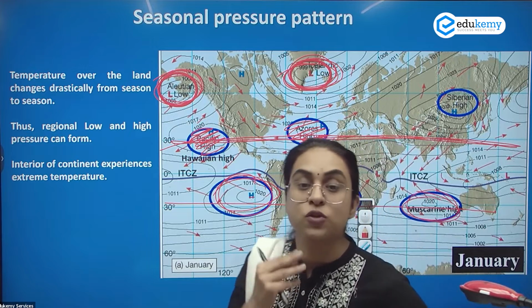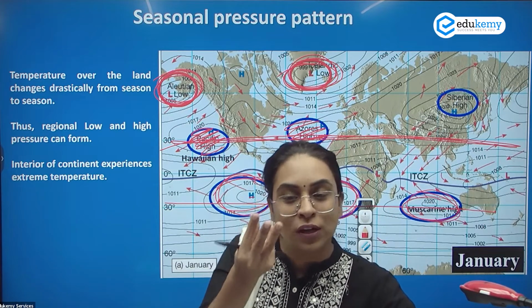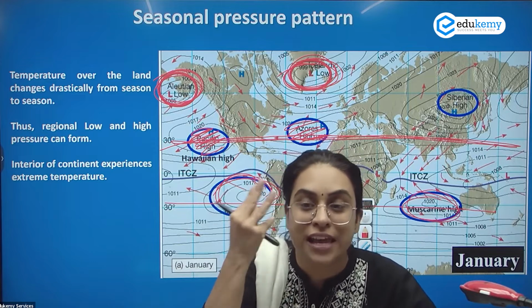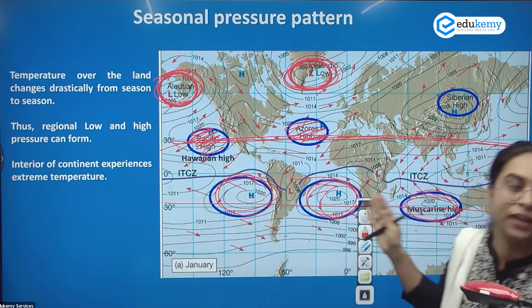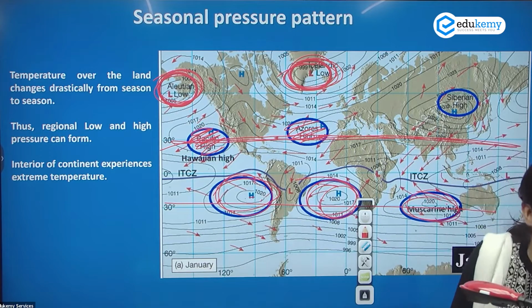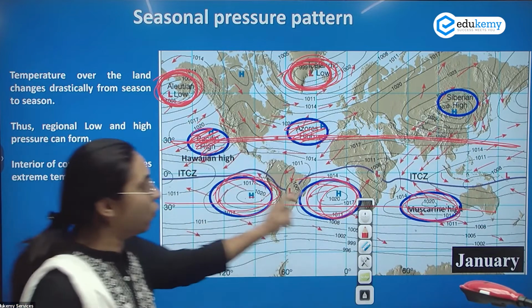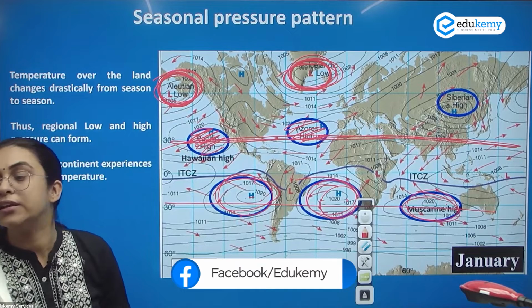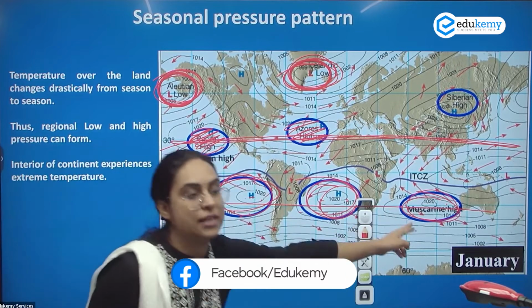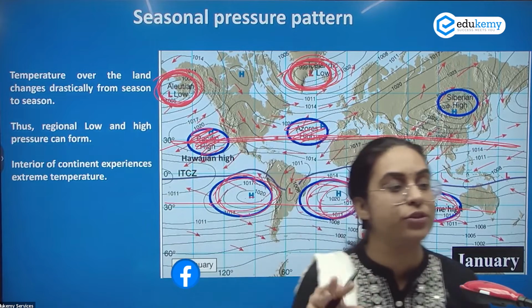At the oceans. Why? Because the ocean does not get heated very fast. The ocean does not get cooled very fast. So whatever cell is there will always be there. That is the nature of the ocean. So if there is a high pressure cell, even in winters there would not be much variation, and even in summers there would not be much variation. Therefore, it will always be there. So in reality, you have some permanent cells. What I'm showing you is permanent pressure cells.